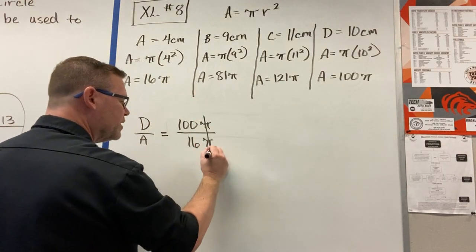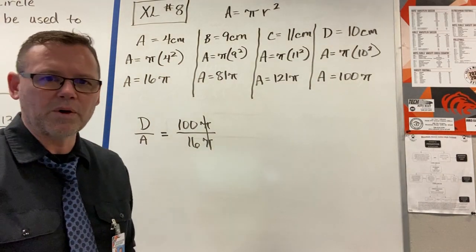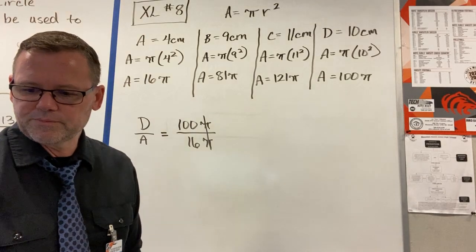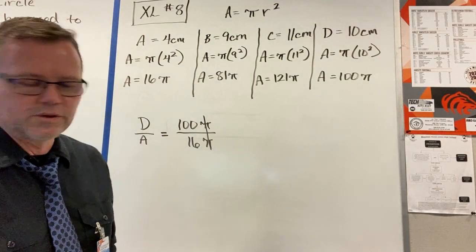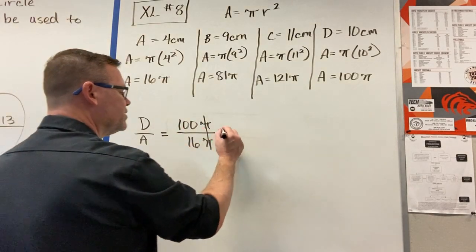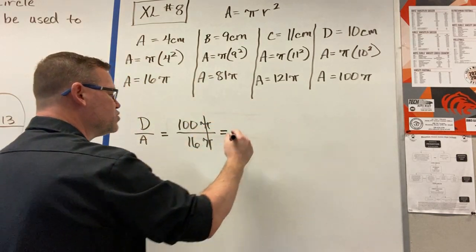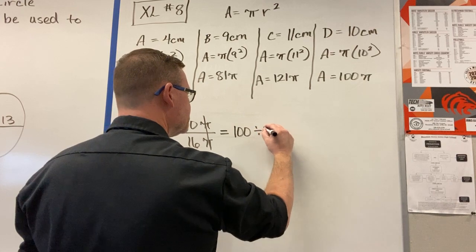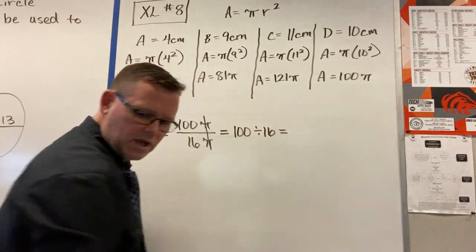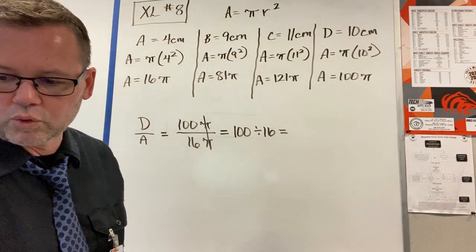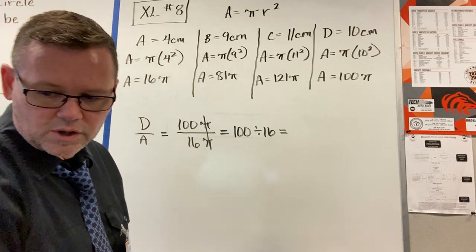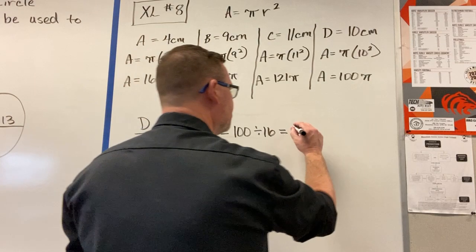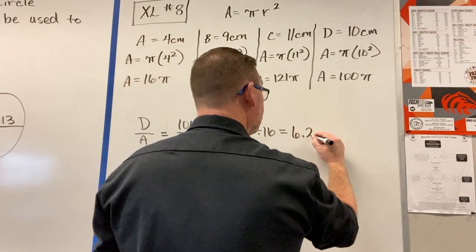Now the pi's are going to cancel each other out because pi over pi is simply 1. Then the other part I want to do is just take this. Remember, every fraction is a division problem, so I would go 100 divided by 16. And what we end up with is approximately, so they say to round to the nearest tenth. The answer actually comes up as 6 25/100ths.